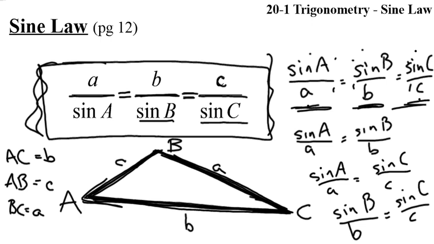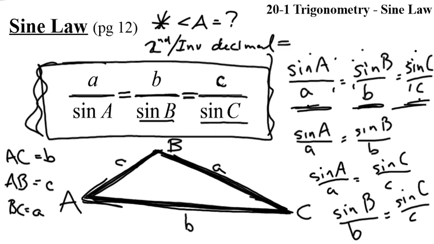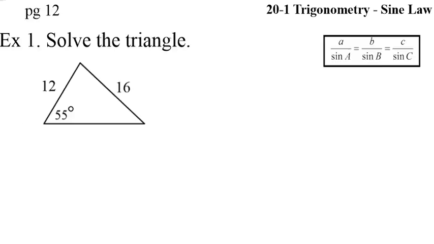The last little bit just before we get started: as always, to find an angle, we want to use the second function, or inverse, on the decimal value to get the angle. And we've done a little bit of that previously in this chapter as well. So let's jump in and see what we can do. We want to solve this example 1, that particular triangle. Solve the triangle means solve for all the unknown parts.